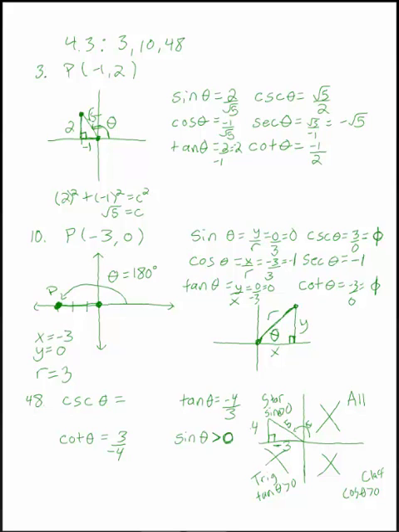So once I know that, I can figure out the cosecant of theta, which would be hypotenuse over opposite. So it would be 5/4. And if sine of theta is greater than 0, then I know cosecant of theta must also be greater than 0. So I have solved problem 48.